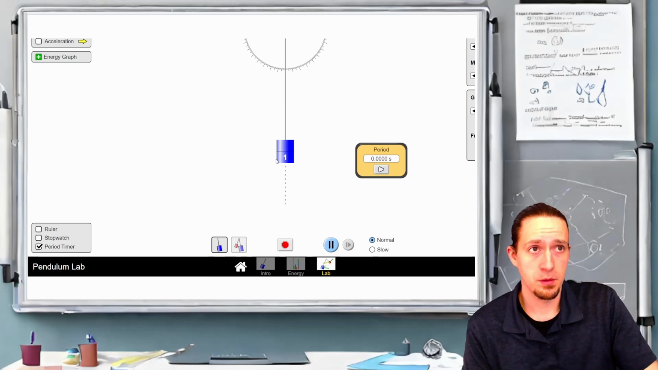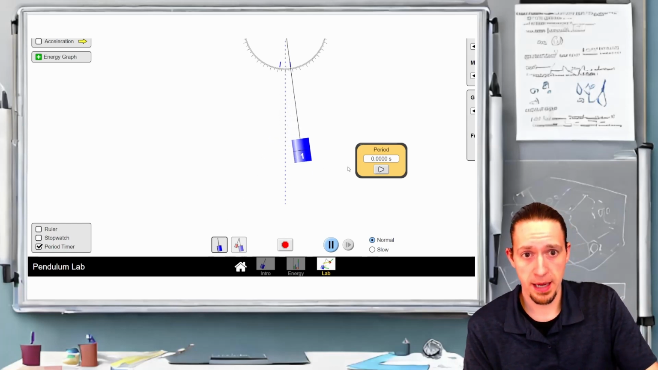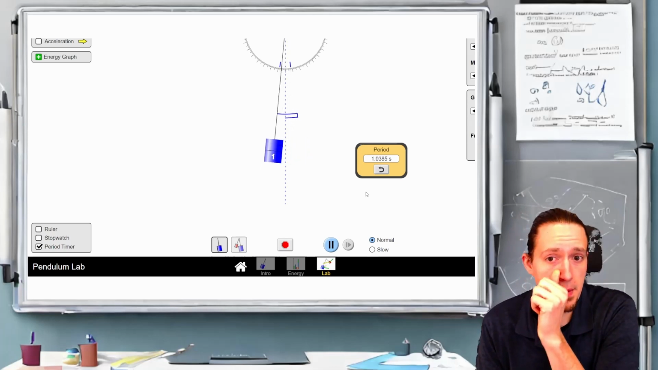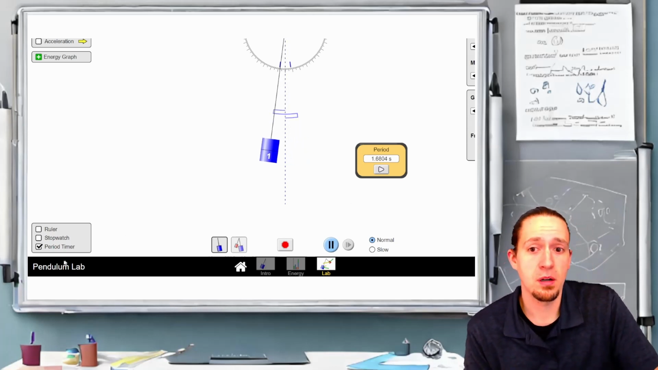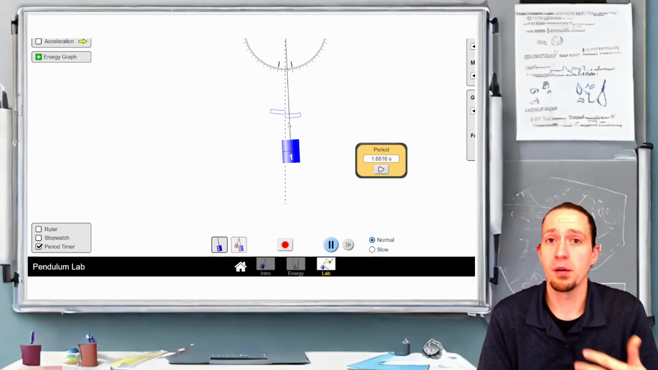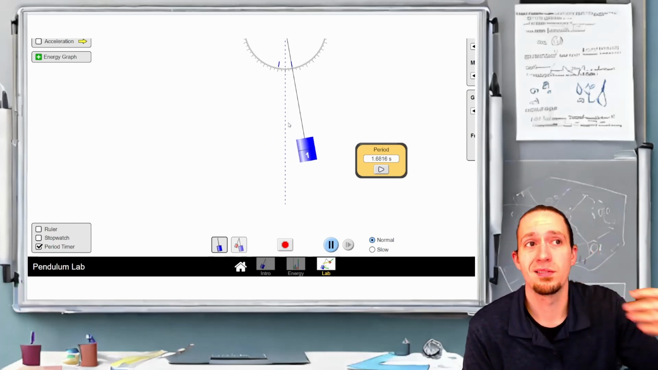Either way, it's kind of nice. You can pull this back and swing this. I highly recommend that you use this period timer. It makes it a lot easier to measure this. It also gives you a really nice visual depiction of what one singular period looks like when you start to time this. You can see the true nature of a period being one full cycle.